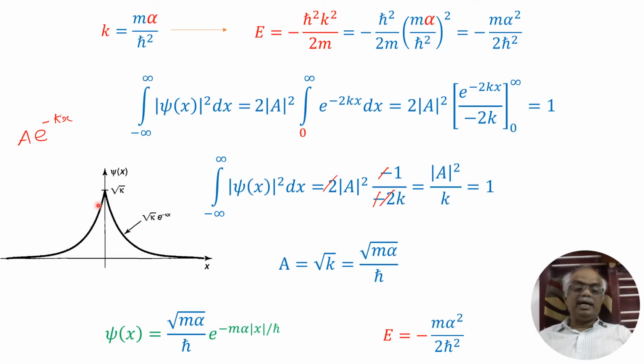So at point 0, that is x is equal to 0, e power 0 is 1. So this maximum peak you will get at square root of k, and this is your wave function, square root of k into e power minus k modulus x, where square root of k is the normalization constant. In the next class, we will see about the scattering state.